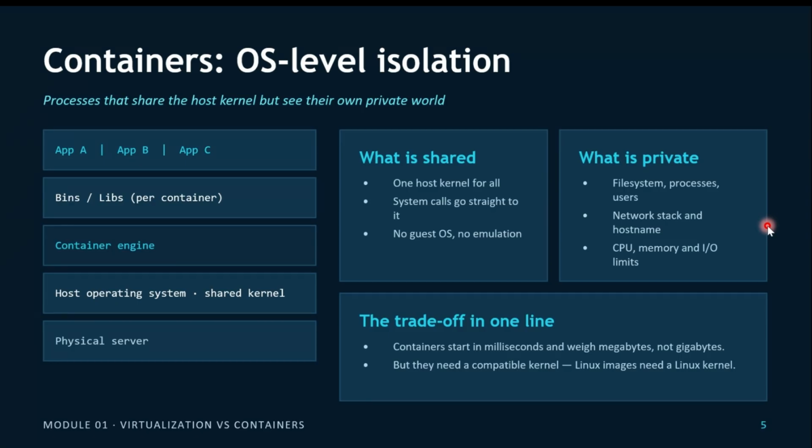And they have a compatible kernel. That is the important thing. I'll come to that clarification later, because people will have confusion whether I can run Windows container on Linux kernel, or whether the other way around, right? So there is a question there. I will explain how that works. But generally, at a very high level, yes, Linux container images need a Linux kernel, otherwise it won't work.